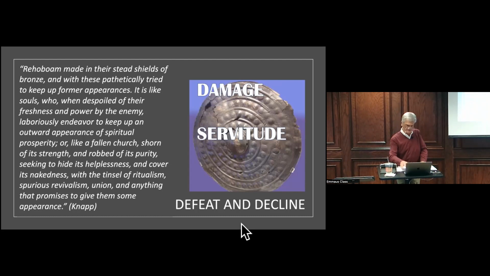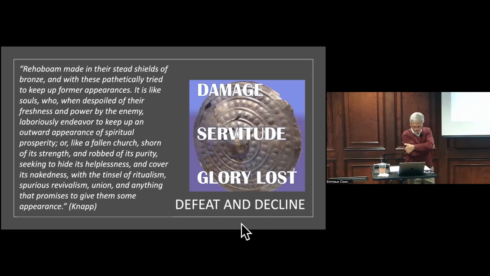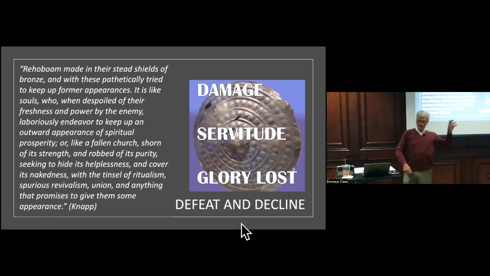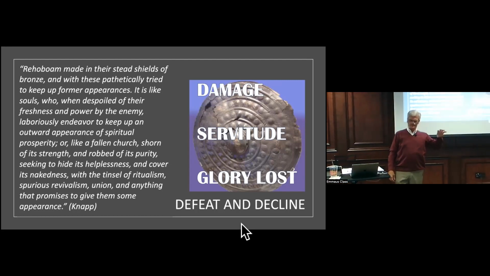And then thirdly, the glory is lost. The gold shields of Solomon's glory turned to bronze in 5 years. One thinks of the word Ichabod. Ichabod was the name that one of the daughter-in-laws of Eli named her son when the ark was captured. She says, the glory is gone. Glory is gone.